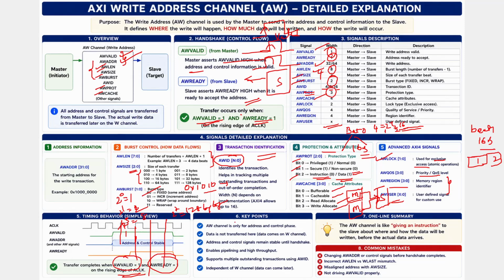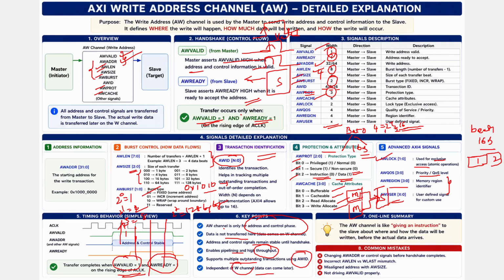What is that? AW channel: address and control information only is sent, so it is requesting, and we do not transfer any data here. After that, only in the W data channel we are transferring the data. Here we are requesting which data, which memory location I want to access. Then enabling the pipeline, for that throughput is high. If you are enabling the pipeline, it also supports multiple outstanding transactions. If your ID is the same, the same order will be maintained. If all IDs are the same, whatever order you have given, the same order we will receive the transactions.